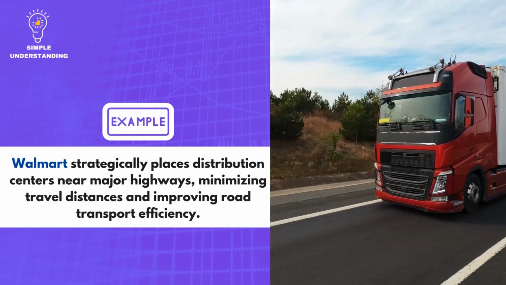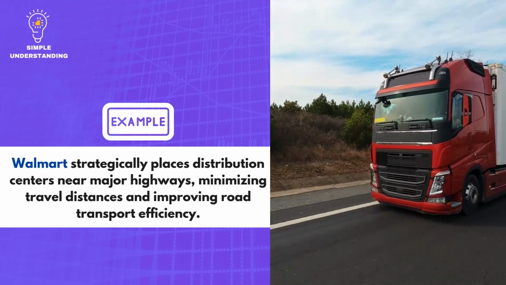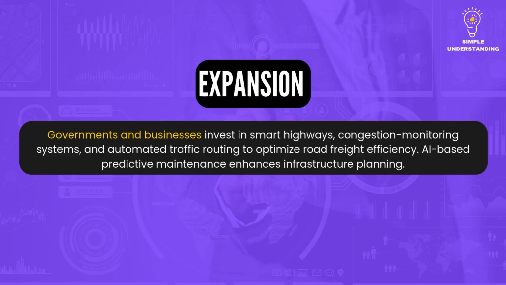Real company example. Walmart strategically places distribution centers near major highways, minimizing travel distances and improving road transport efficiency. Expansion. Governments and businesses invest in smart highways, congestion monitoring systems, and automated traffic routing to optimize road freight efficiency. AI-based predictive maintenance enhances infrastructure planning.